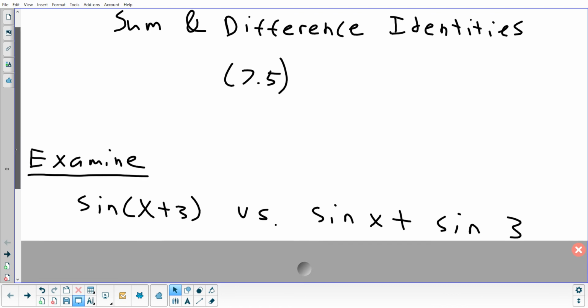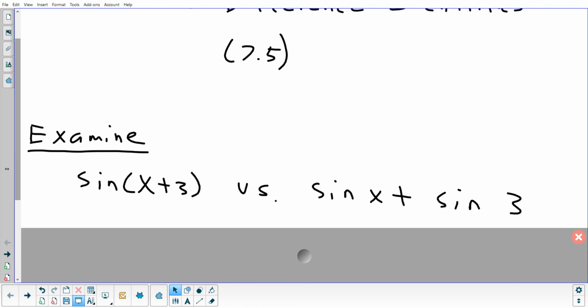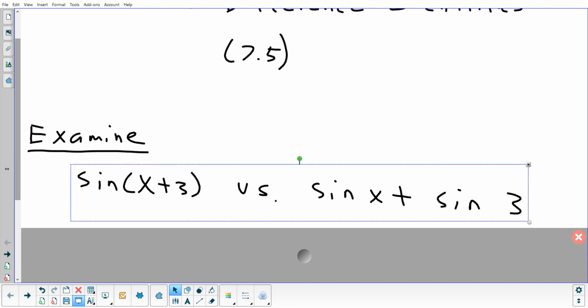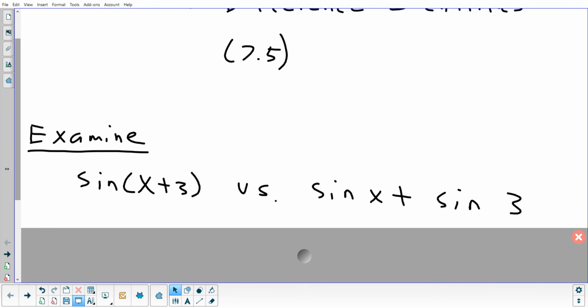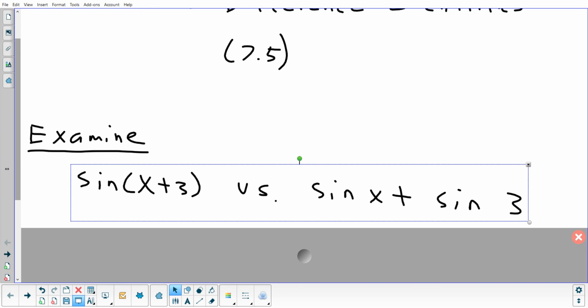So the idea here is if you have a plus or a minus inside your argument, you don't want a plus or a minus. So how do we get rid of it? Well, the first question is, could we just do that? Well, let's think about it. When you add 3 inside the argument, what kind of transformation would that be? The plus 3 would do what? Yeah, this would shift it left 3. So this thing is a shift left 3.